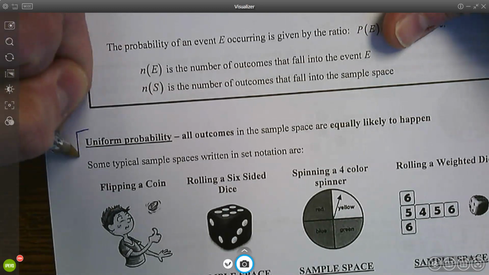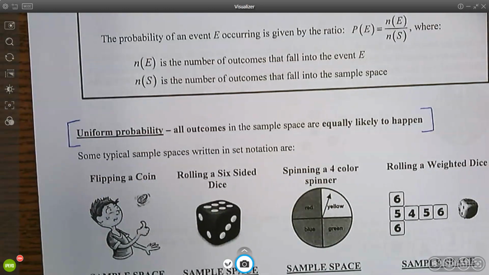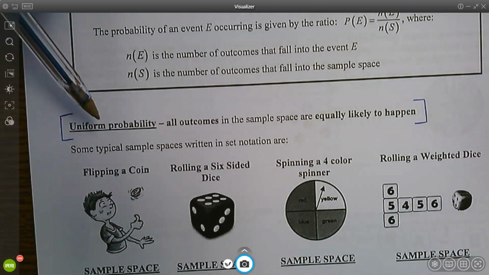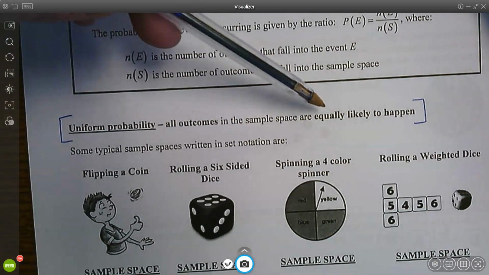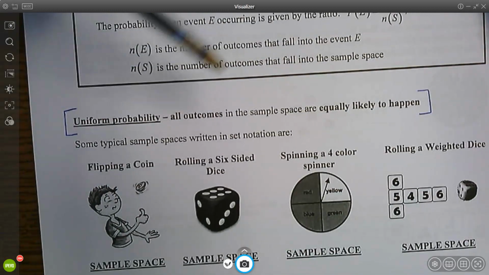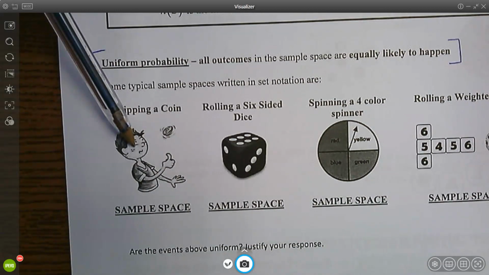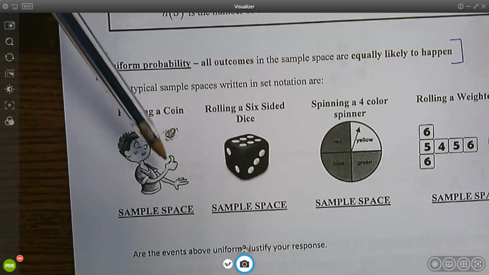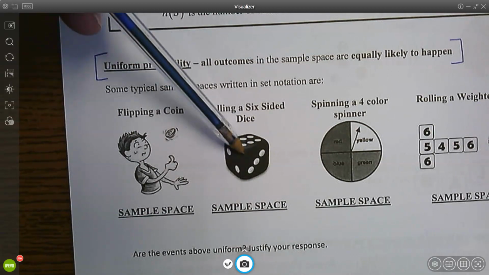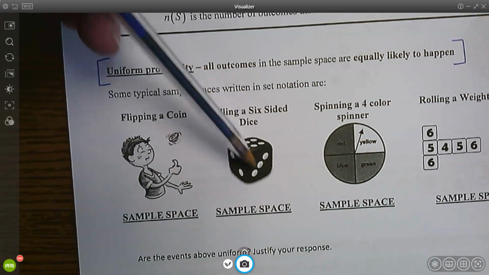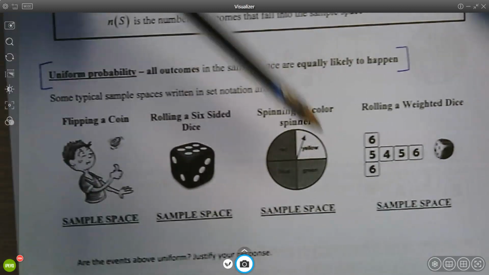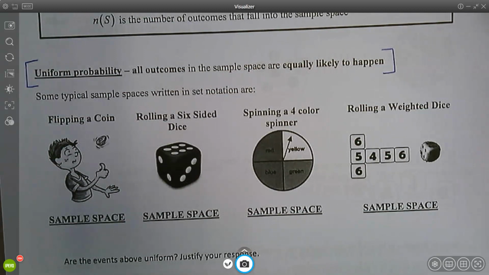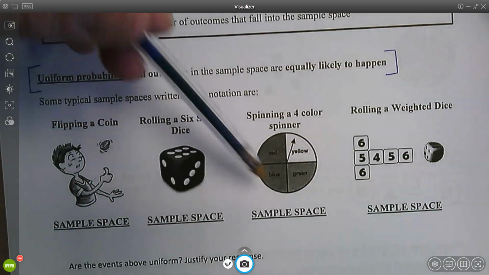One thing you probably have not learned in the past is uniform probability. And that just means if you think about if people are wearing uniforms, they're all the same. So all the outcomes are equally likely to happen. A couple of examples: flipping a coin, that is uniform because the probability you get heads or tails is 50-50. Probability of rolling a dice, that's uniform. The probability you get any one of the 6 sides is 1/6. The probability of spinning the spinner, the probability you get one of those 4 colors is 1/4. So these are all examples of uniform.